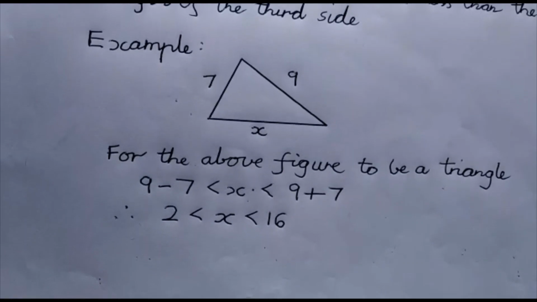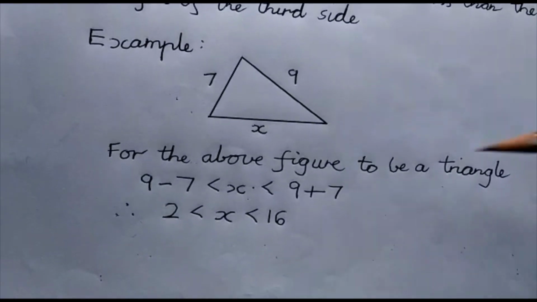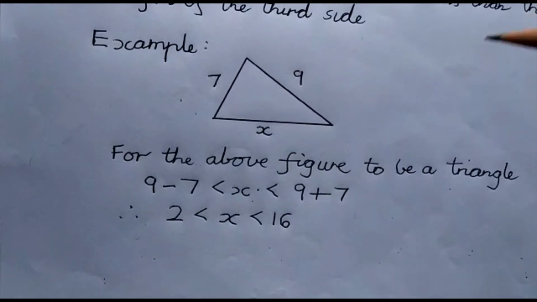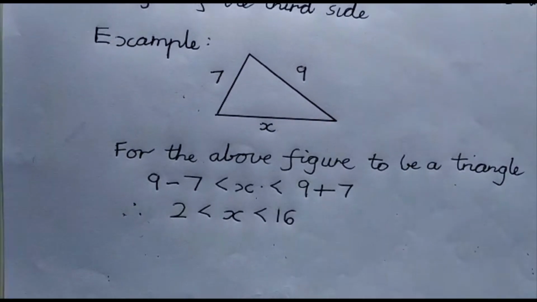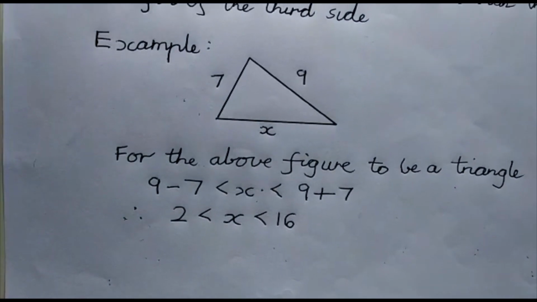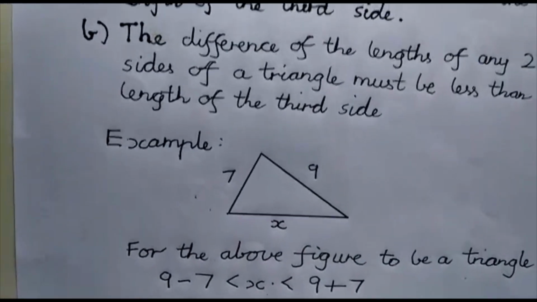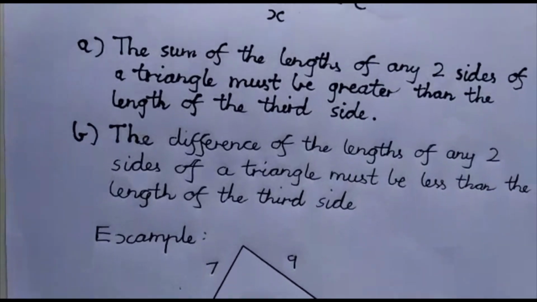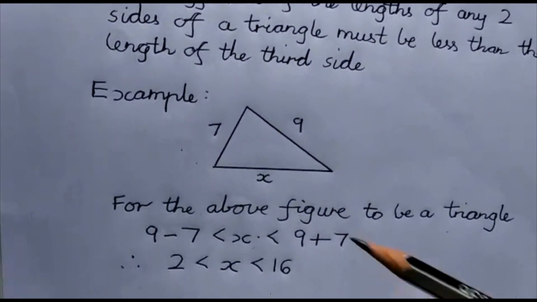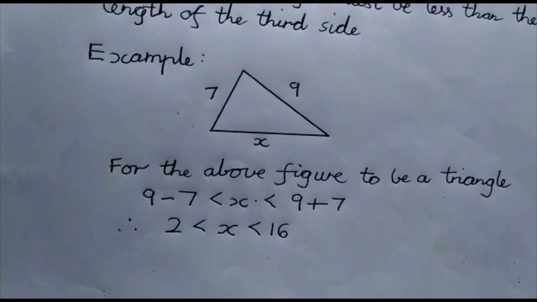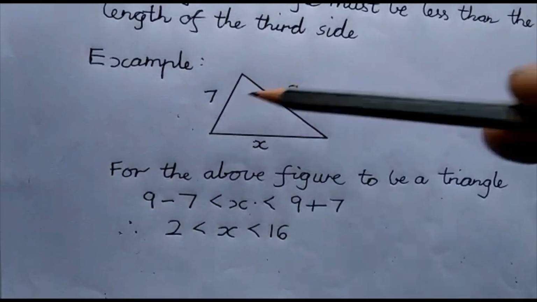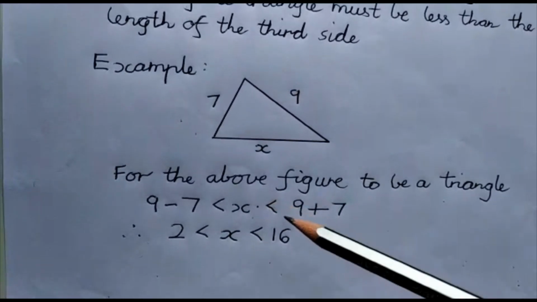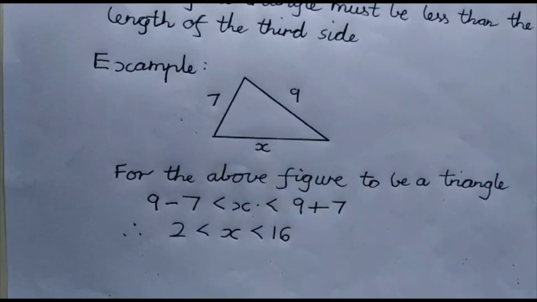If we are given that this figure must be a triangle and two sides are 7 and 9, what is the range of values that x can take? According to the first part of the theorem, the sum of the lengths of any two sides must be greater than the third side. So that means that the sum of these two sides, 9 and 7, must be greater than the third side, x. So x is less than 9 plus 7.